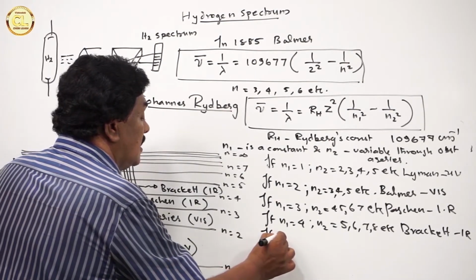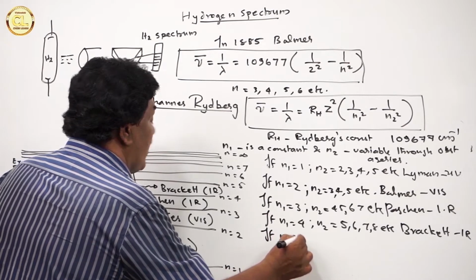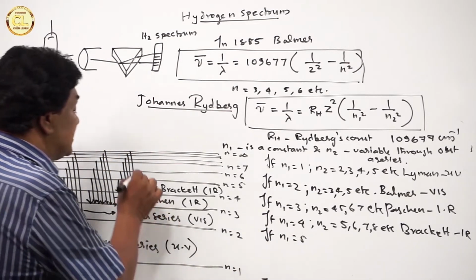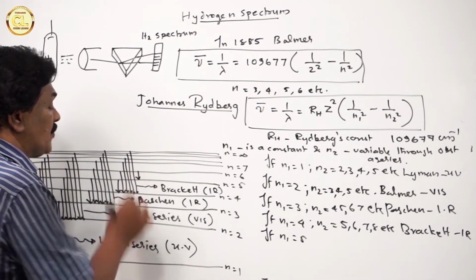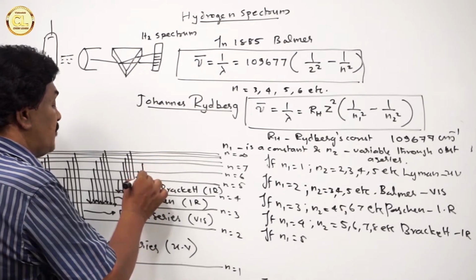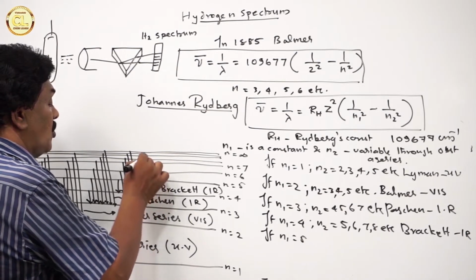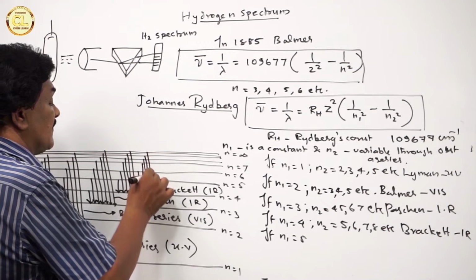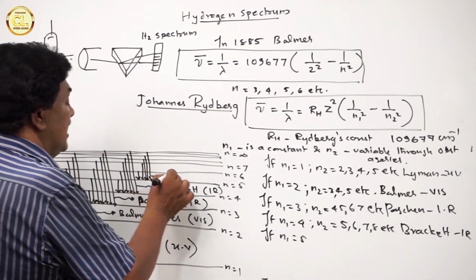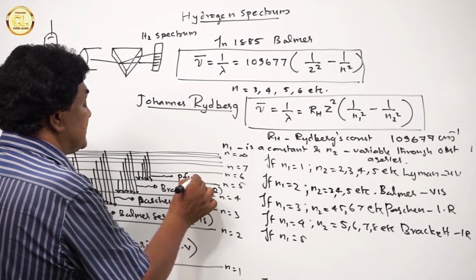If N1 equals 5, that is, de-excitation takes place from 6 to 5, 7 to 5 and so on, a series of lines is produced and it is called Pfund series.